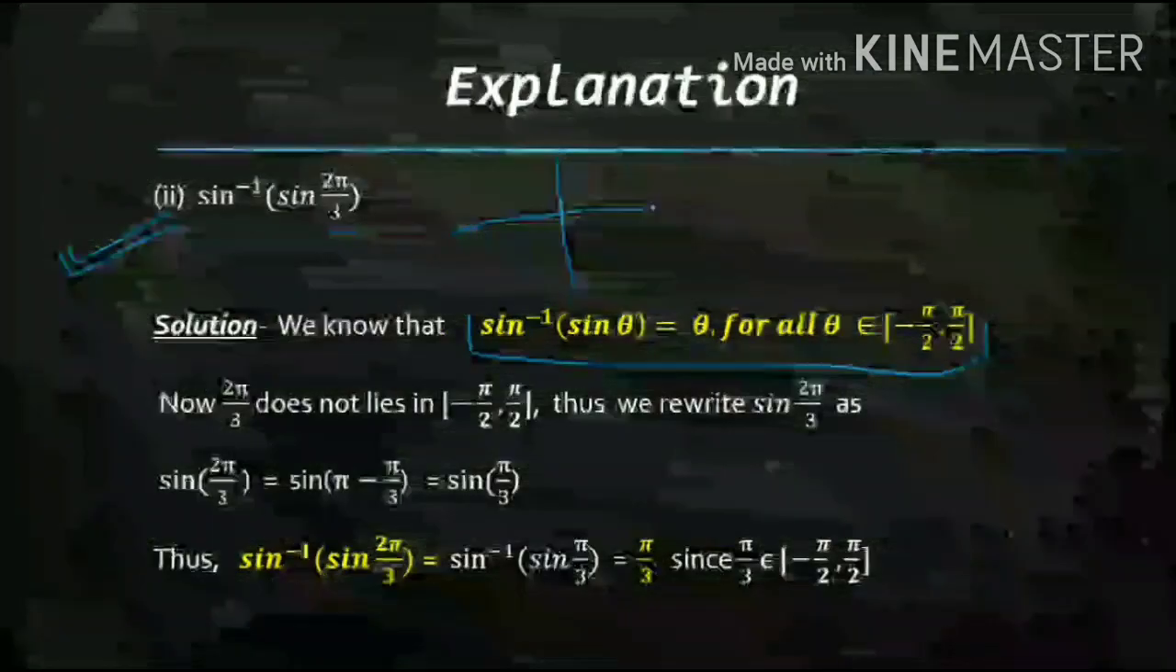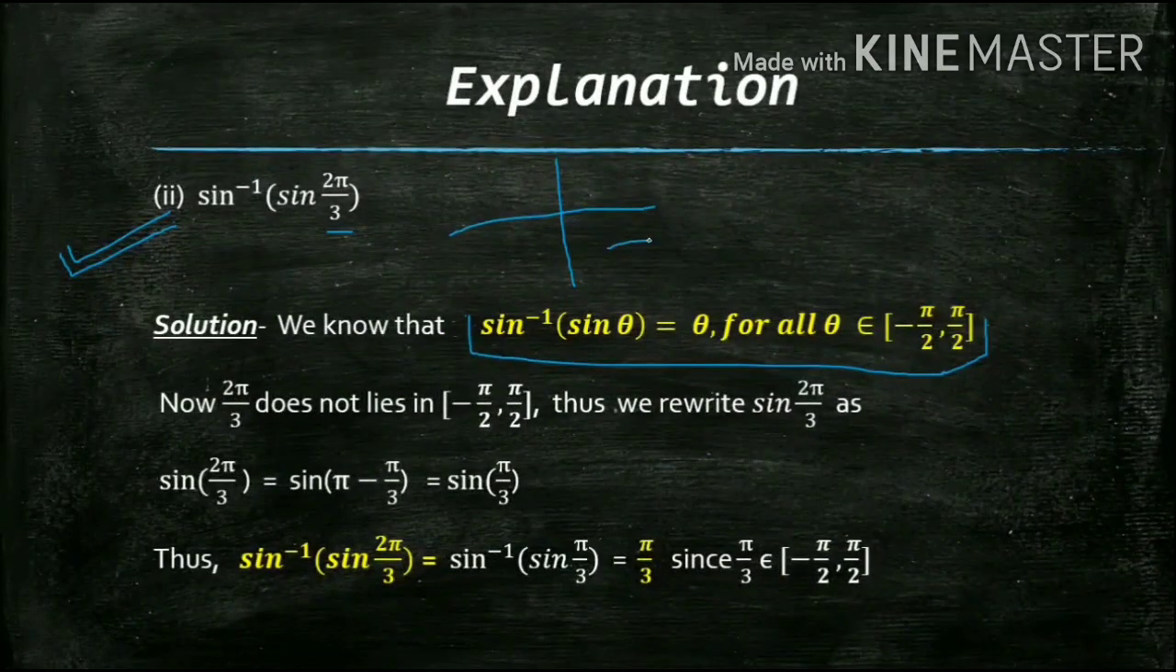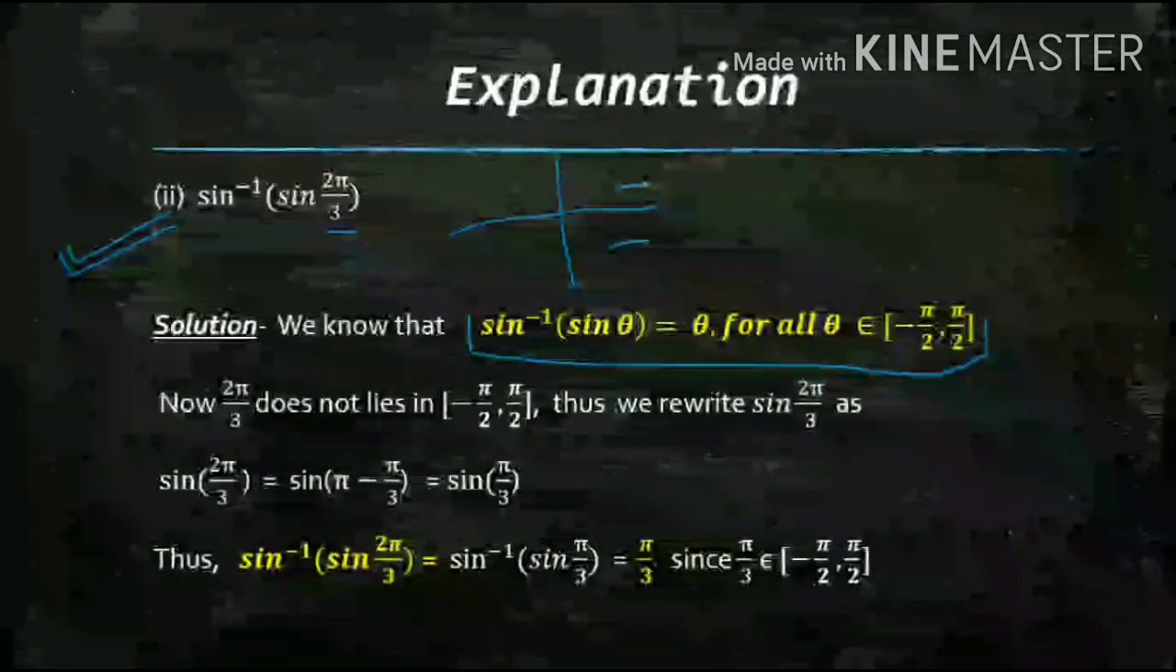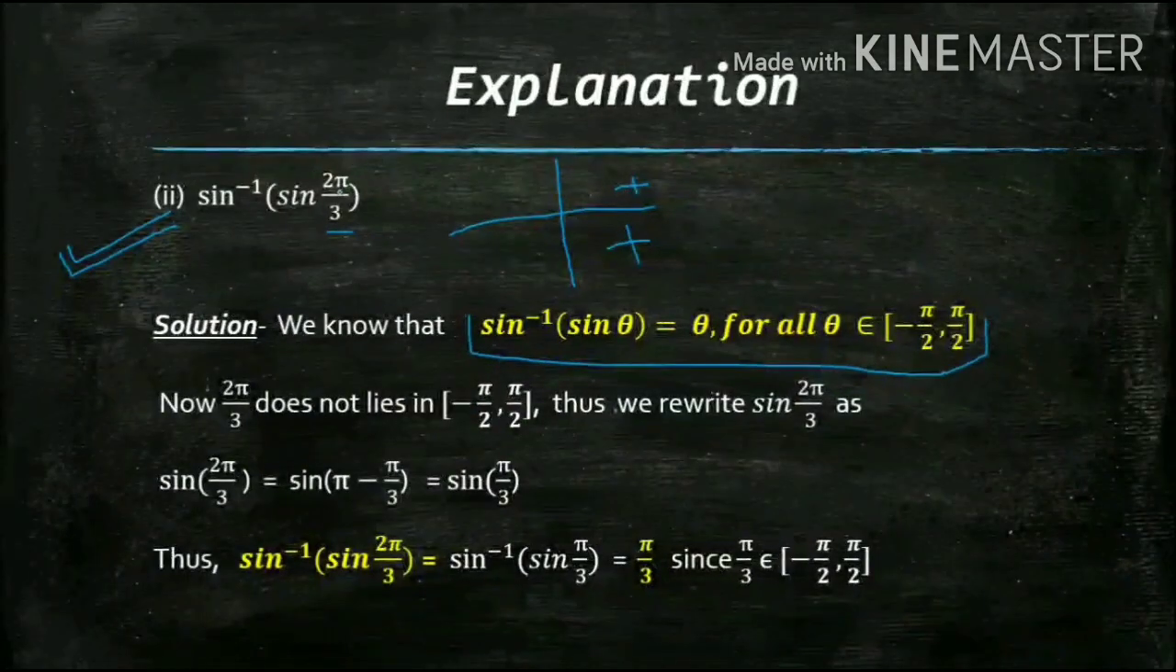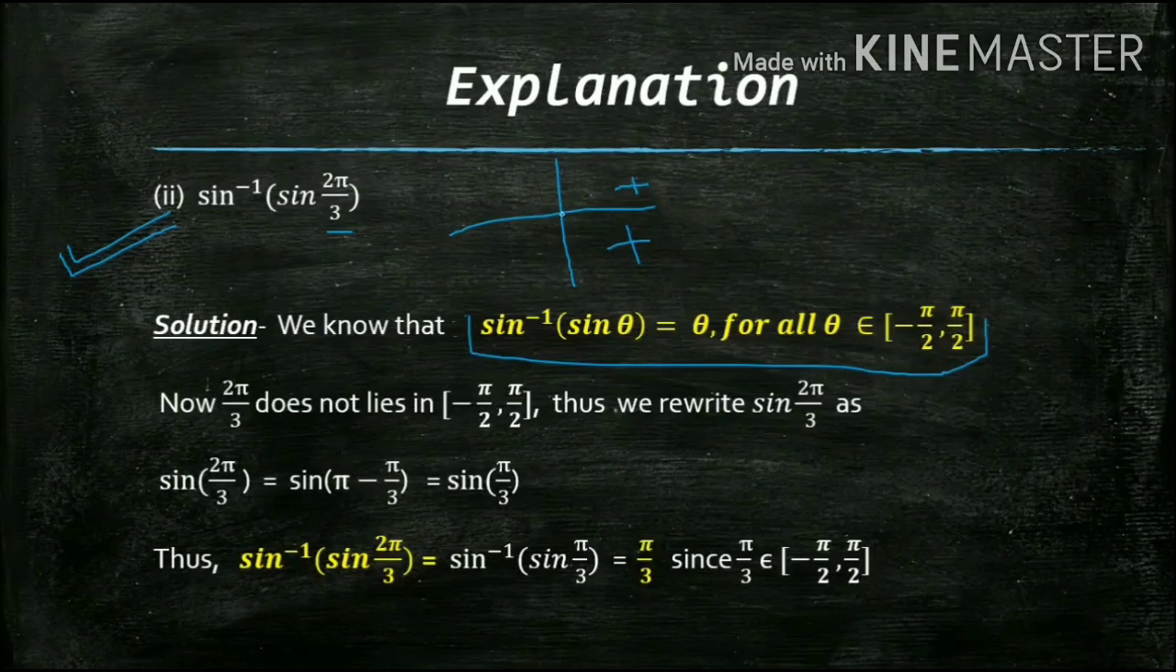Why? Because according to this, the answer must lie either in the first or in the fourth quadrant. And where is 2 pi by 3? Pi by 3 is in the first and 2 pi by 3 is in the second quadrant, which does not belong to this. Now we will rewrite sine of 2 pi by 3.